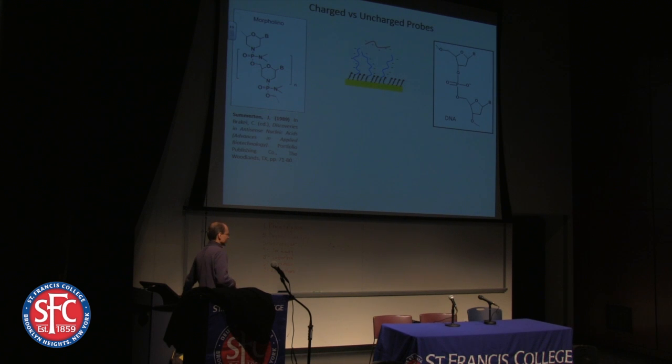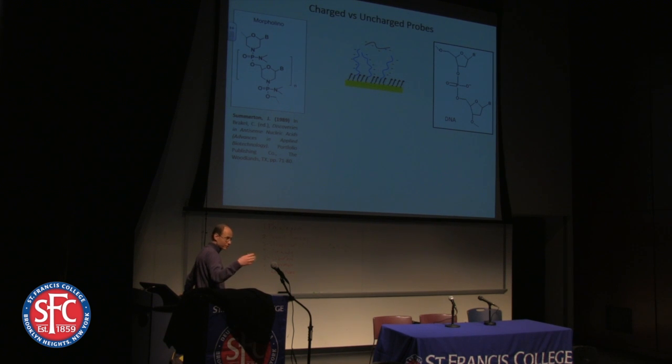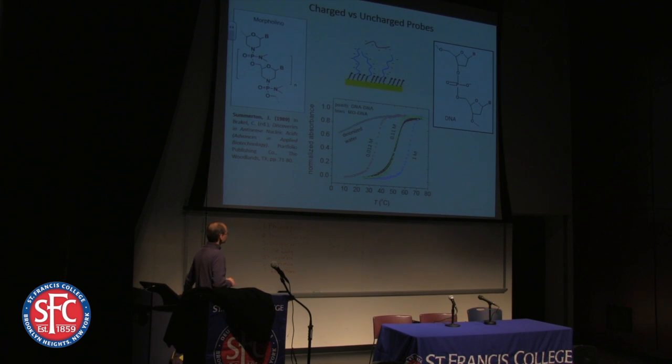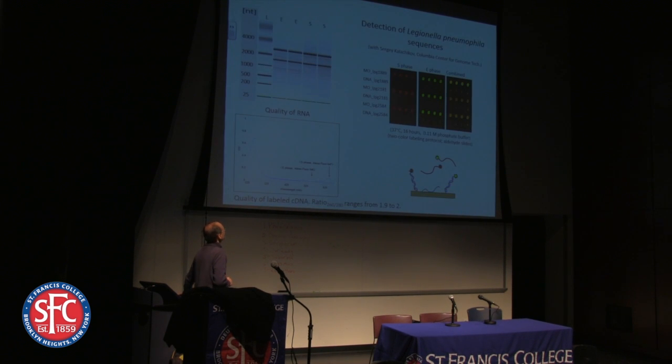Now, maybe I'll just give you the results from this, and if there's time or if people are interested, I can stick around and fill in some of the details. So some of the advantages of using the morpholinos are, for microarray applications, we see that they print really well.